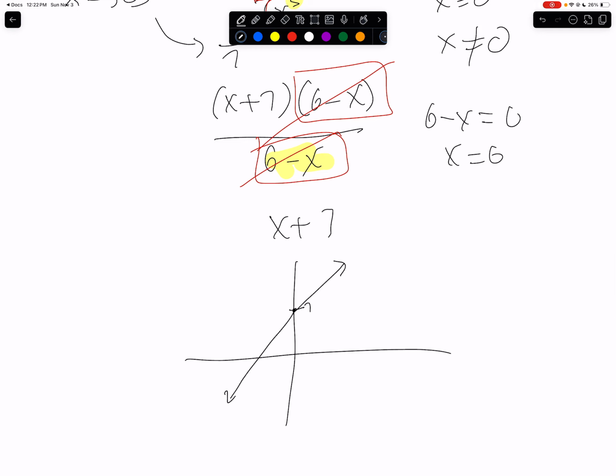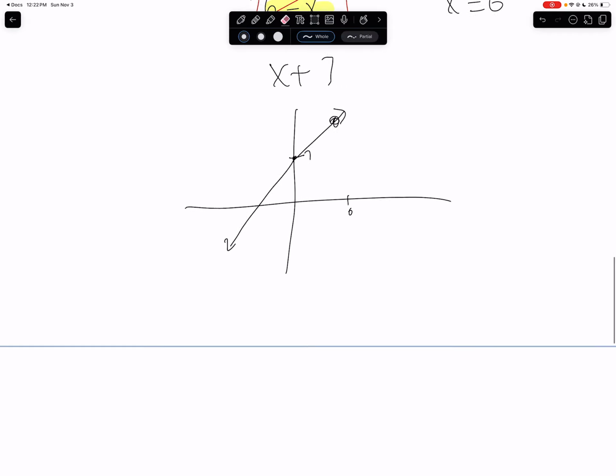But it would have a hole here, let's say this is 6, again not really drawn to scale. If this is 6, there'll be a hole here. So the function is only undefined at x equals 6, and there's no vertical asymptote. So really, you have to be careful here.